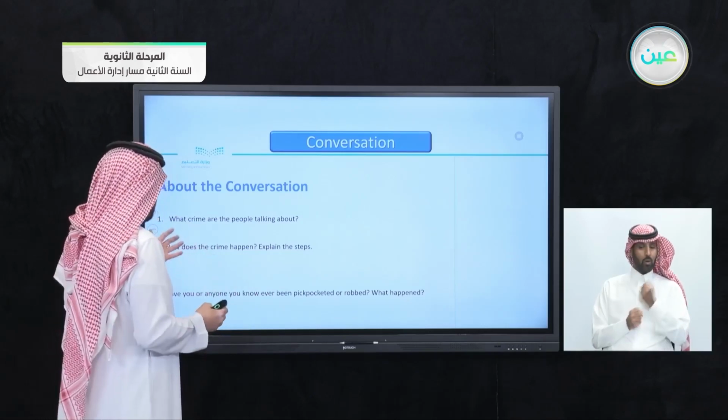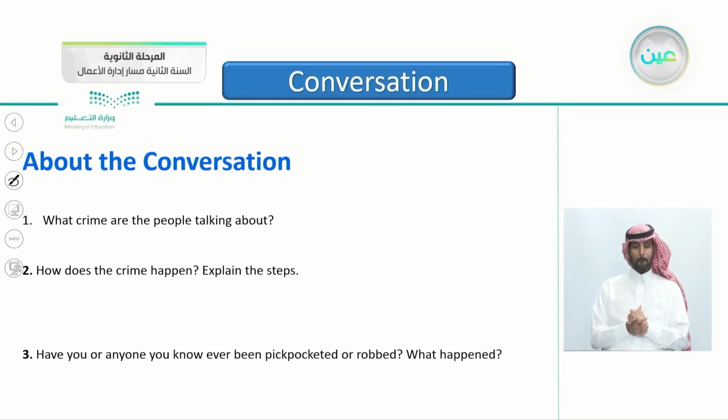So the questions again. What crime are the people talking about? Ali and Albert, of course. How does the crime happen? Explain the steps. Have you or anyone you know ever been pickpocketed or robbed? And then tell us what happened.